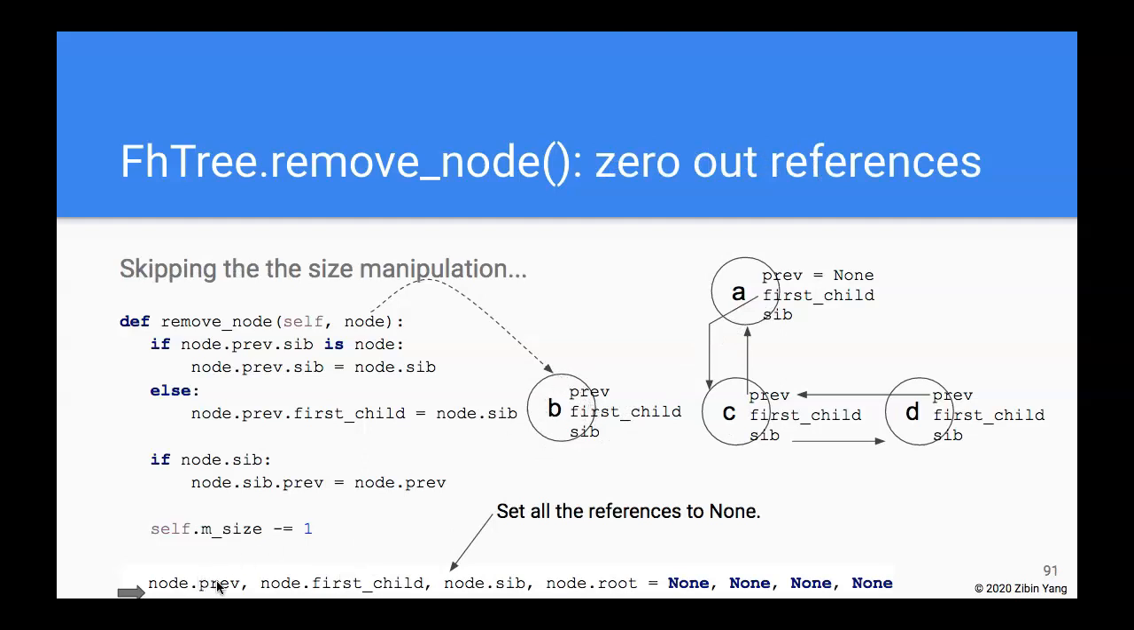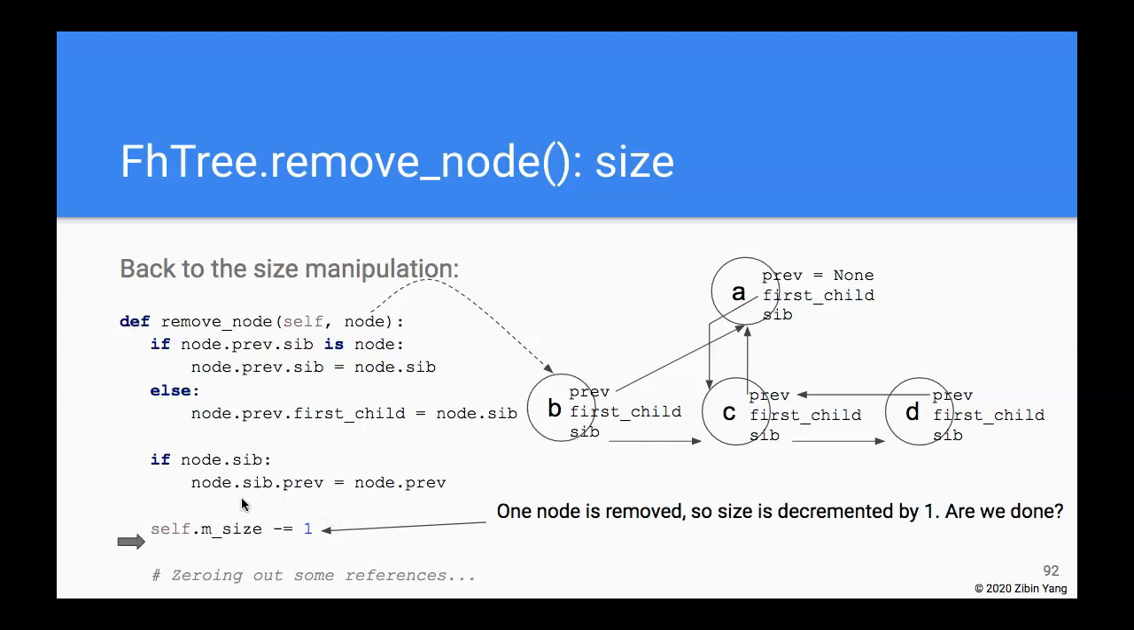So that includes the 3 references, the node's previous first child and the sibling, as well as the root, because, well, it's this node we are removing from the tree, so its root should no longer be pointing to the root of the tree that it's being removed from. So all of these are set to none.